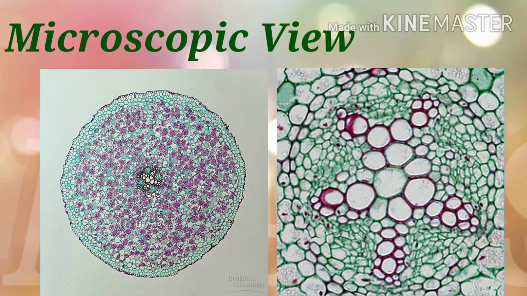This is how a TS of dicot root is visible under the microscope. You can clearly see the vascular bundle tissues at the center of the left image. In the right image, the vascular bundle is zoomed and you can see it in stains: the green stain is the phloem tissue and the red stain is xylem tissue.